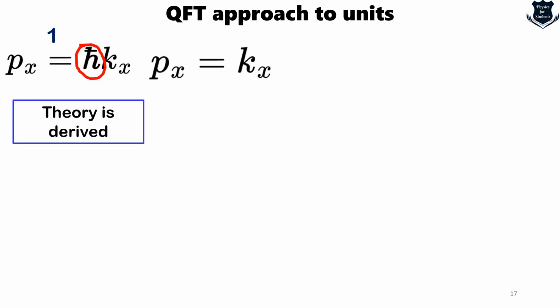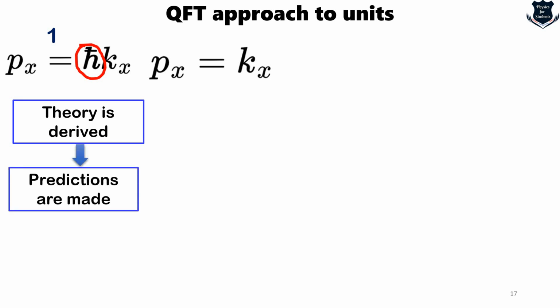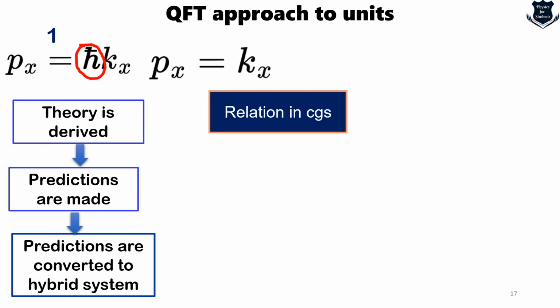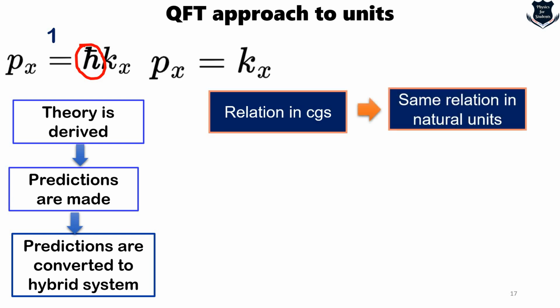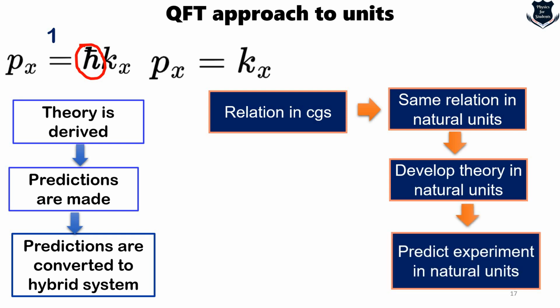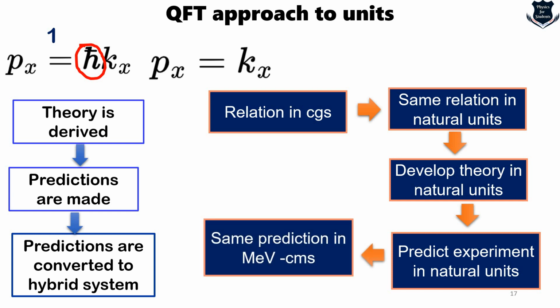I would say the theory is derived, and predictions for scattering or decay, whatever we make, are in terms of natural units. Finally, before comparing these predictions to experiment, they are converted to a hybrid system, which is the system experimentally used for measurement. So let us see in a schematic diagram. The relations in CGS, then from there the same relations in terms of units, then we develop a theory in natural units, then we predict experiment in natural units, and then some predictions in hybrid. That is what we have done.